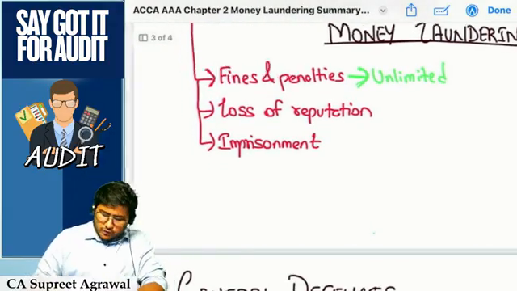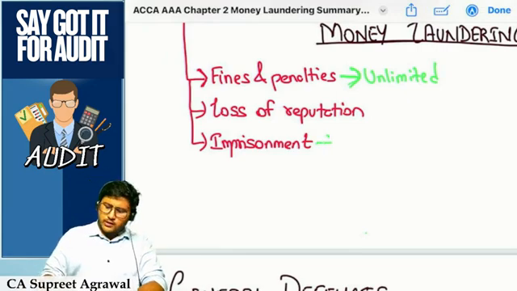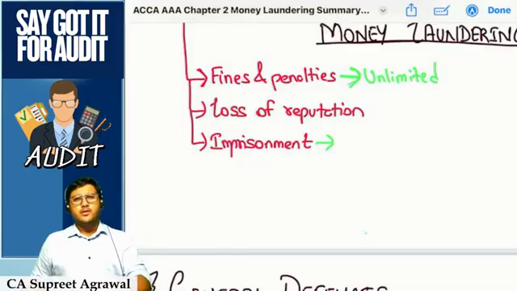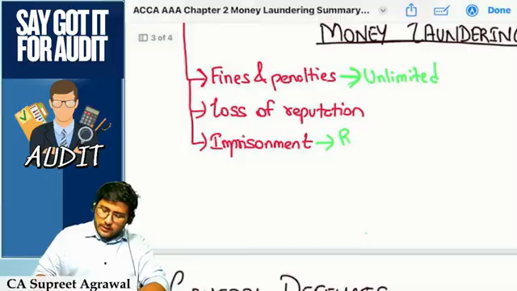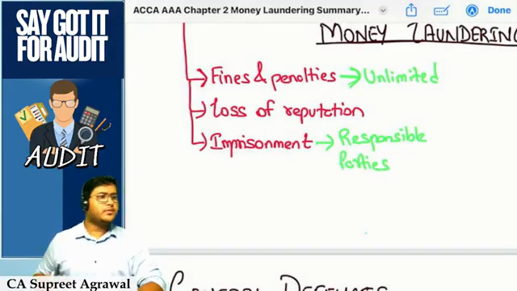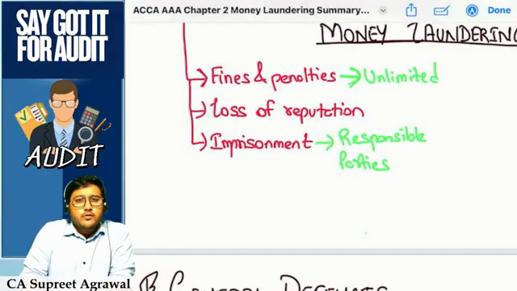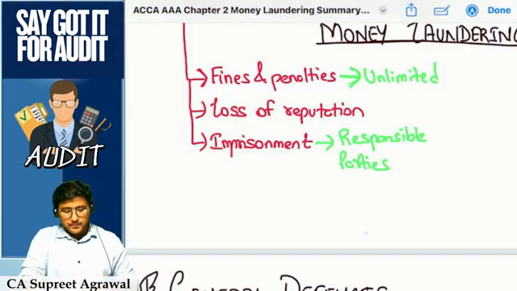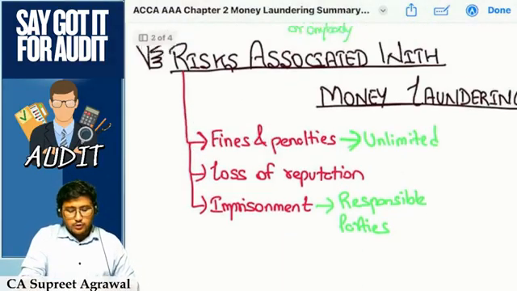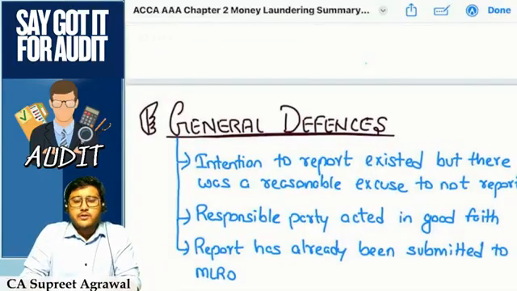Loss of reputation, we have already discussed. Imprisonment. Who would be imprisoned? Company? Definitely not. A company cannot be imprisoned, right? So the responsible parties, natural persons, of course, would be imprisoned as well. Now, what is the tenure of the imprisonment? That is not being given. I hope this is clear. Now let's move to the next topic, which is general defenses.